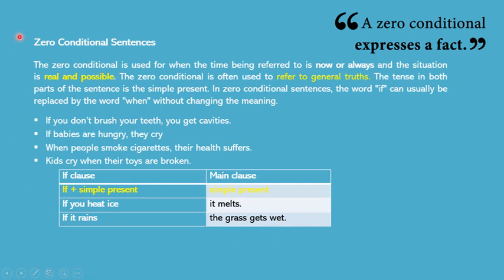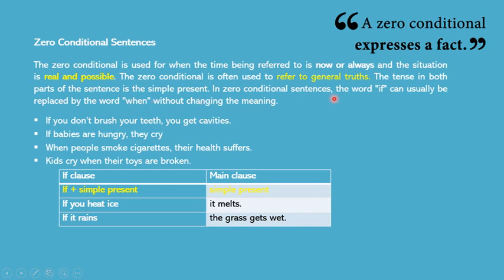Zero conditional sentence. Zero conditional is used for when the time being referred to is now or always, and the situation is real and possible. Zero conditional is often used to refer to general truth. The tense of both parts of the sentence is simple present.